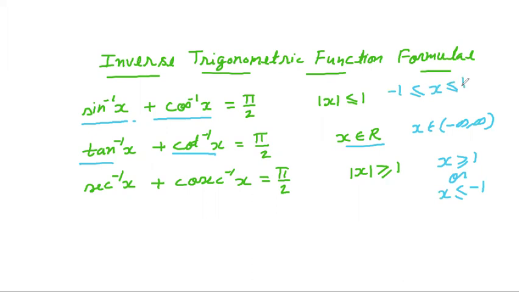So the first set: if there is a function and the inverse function of its co-function, if we add these two functions, the value comes out to pi by 2. You see, in all the cases we are getting pi by 2.